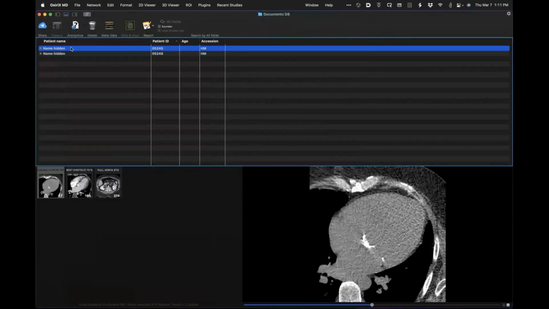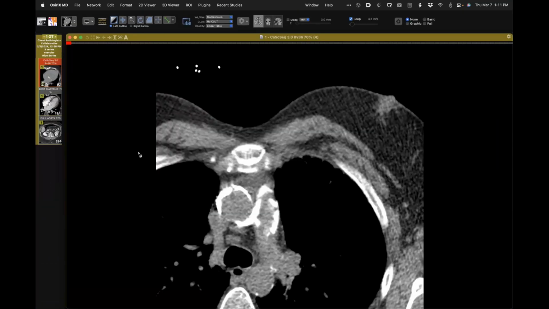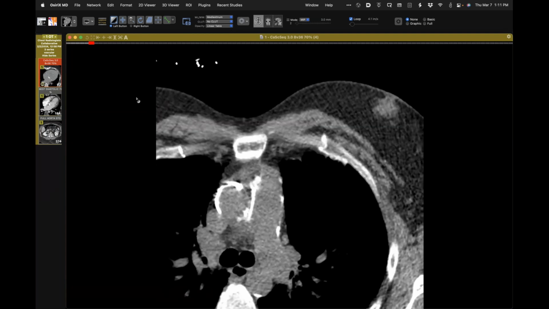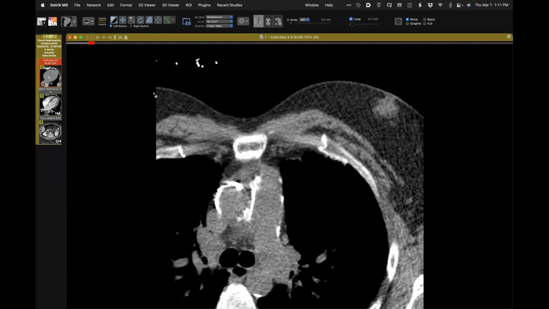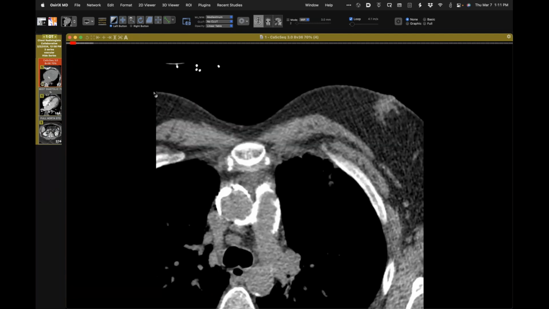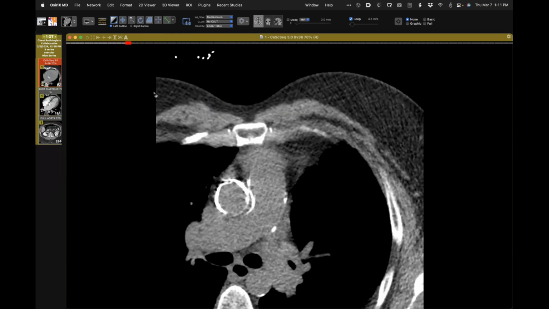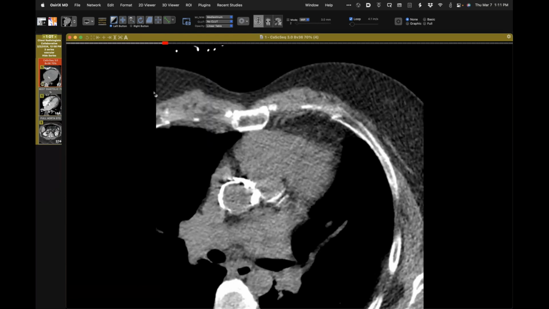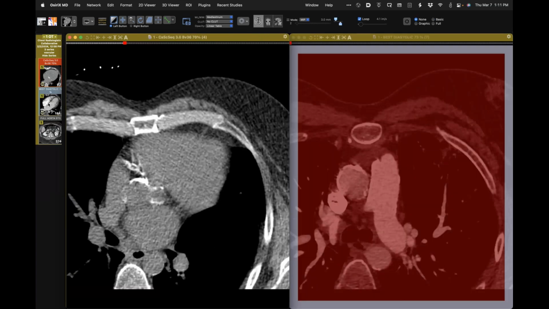Here is a really nice, interesting case. So I will show you. This is part of a pre-TAVI procedure. And I was looking at this one and something caught my attention. So I'm just going to scroll through here. This is obviously the non-contrast portion of an exam. And something caught my attention. I said, whoa. And I will bring up more images here.